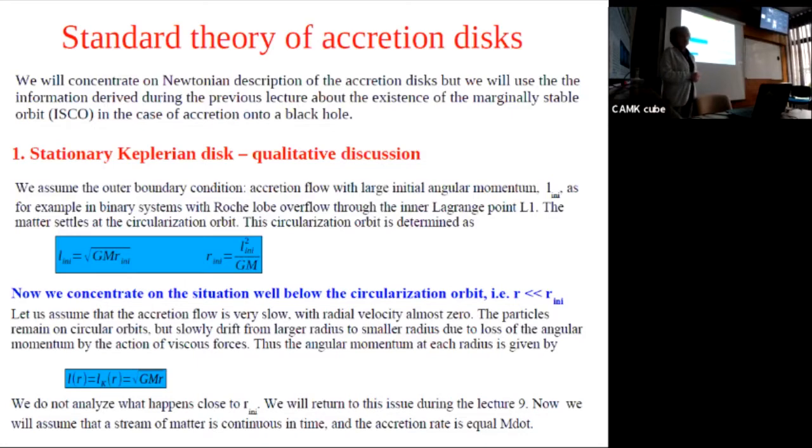So today we will assume just Newtonian physics. We will forget basically about general relativity, pseudo-Newtonian things, whatever. On the other hand, we will rely heavily on this idea of marginally stable orbit, or ISCO. This we will use, and this will be a very important part of the lecture.